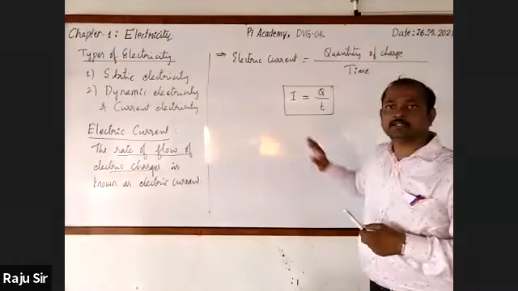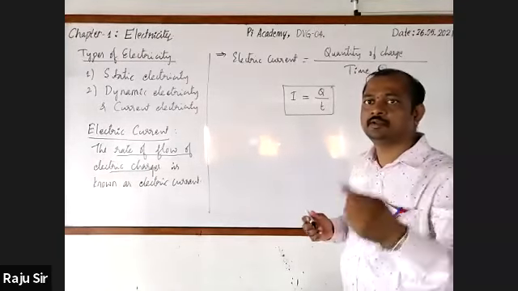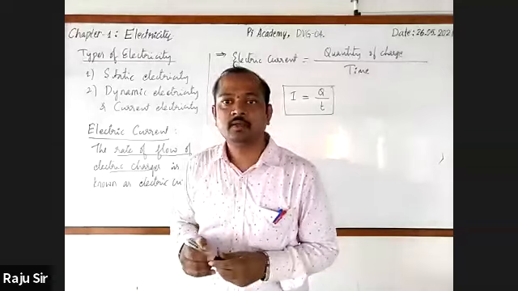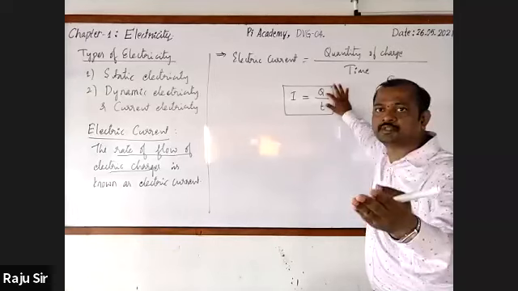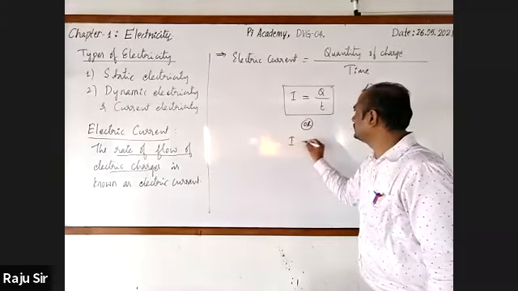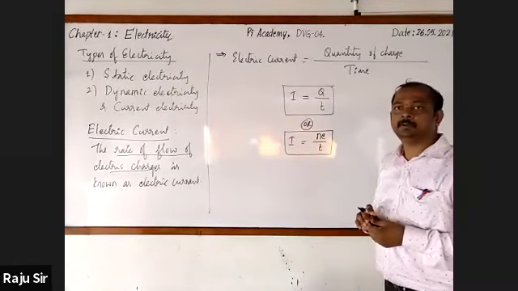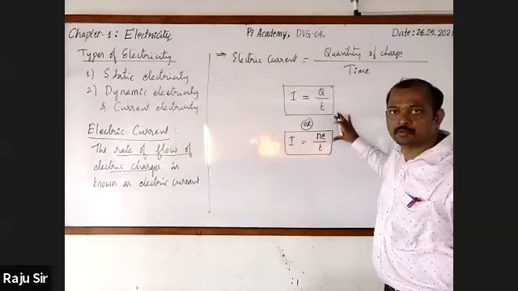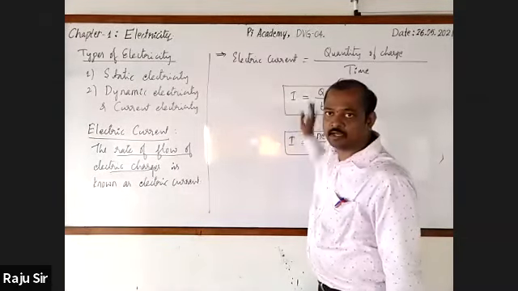Can you tell what the other formula is that we use to find out electric current? Q by T, you are right, and some others also told. You know that Q is the quantity of charge, and the formula to find quantity of charge is Q equals N e. Hence, we can rewrite this formula as I equals N e by T. Please do remember these two formulas. These are the formulas used to find out electric current.